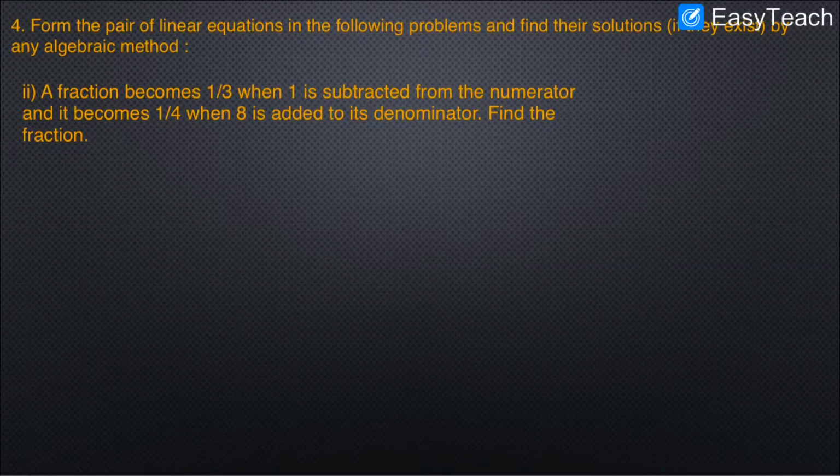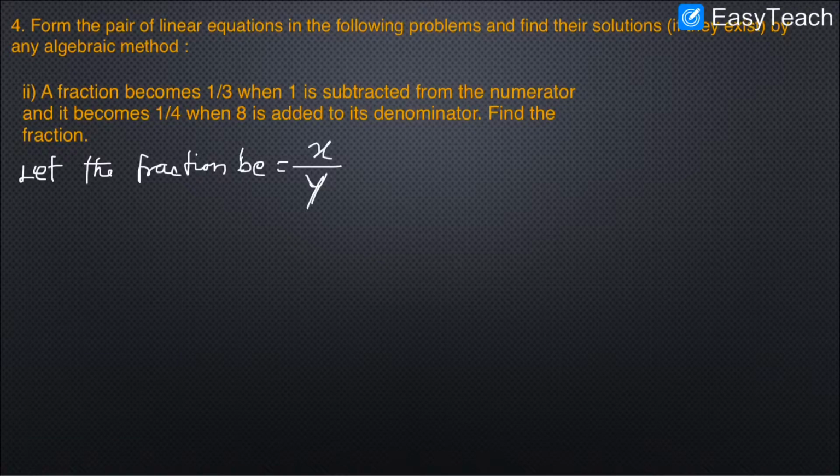A fraction becomes 1 by 3 when 1 is subtracted from the numerator, and it becomes 1 by 4 when 8 is added to its denominator. Find the fraction. So what we have to find is the fraction. So let the fraction be x by y. This is what we are going to find, x by y.